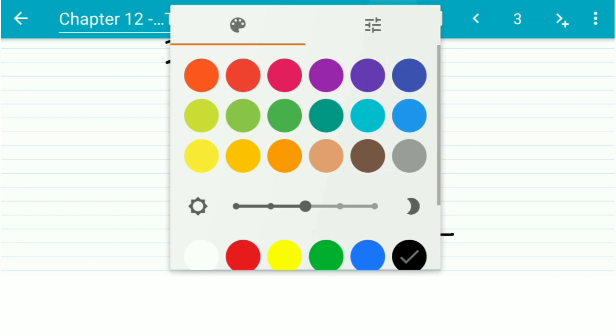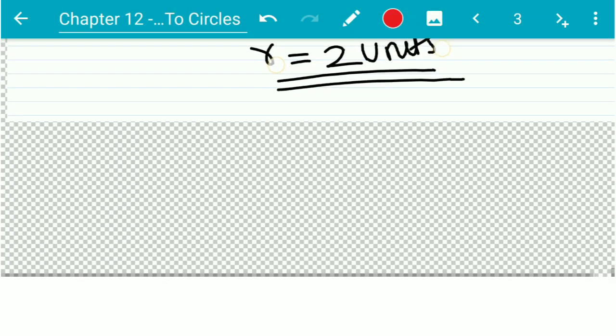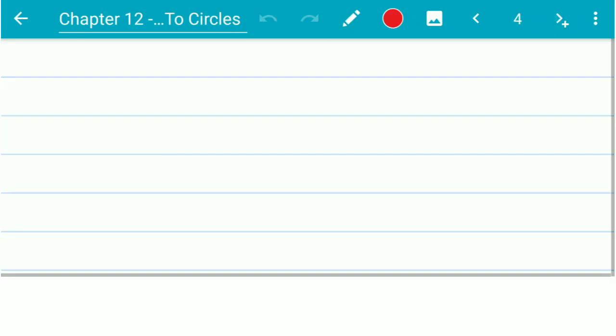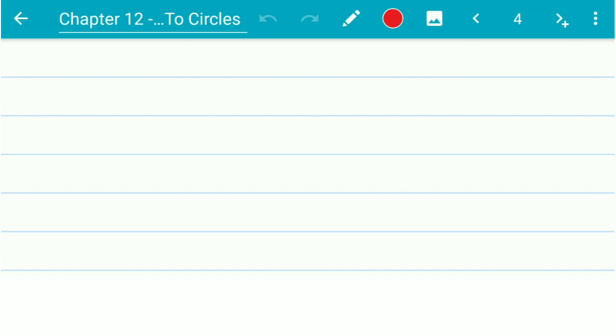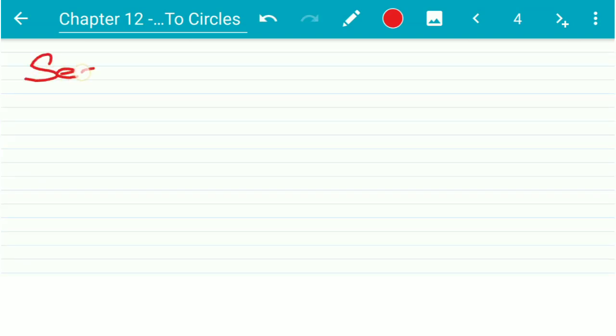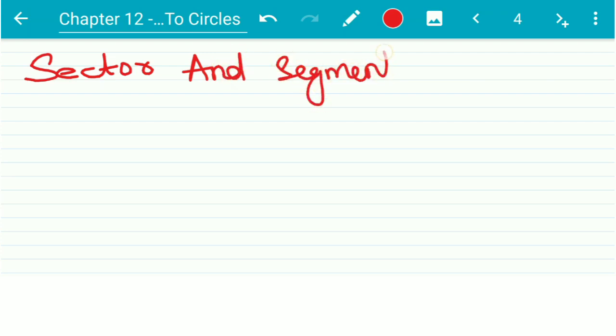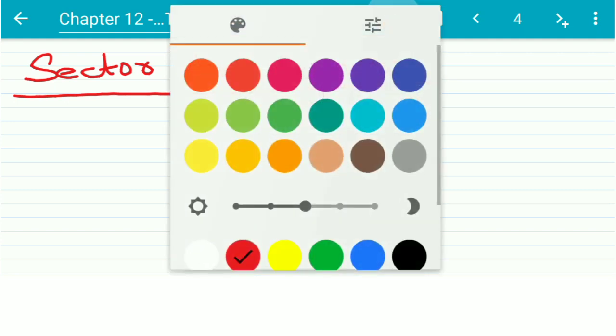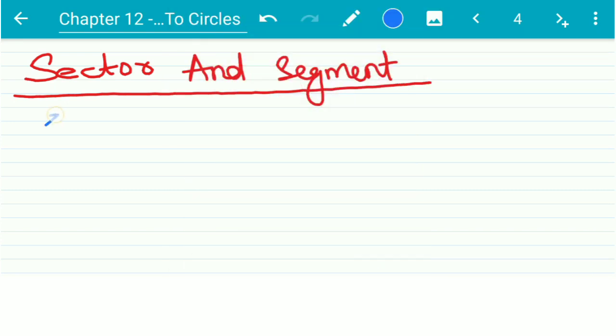Okay, our next topic is segment and sector. So right, next side heading, sector and segment. Then write first one, sector.